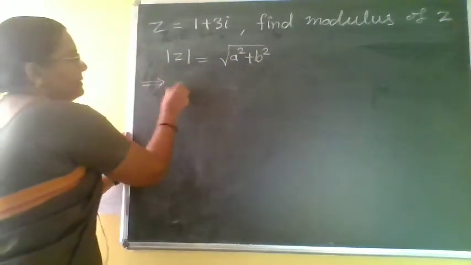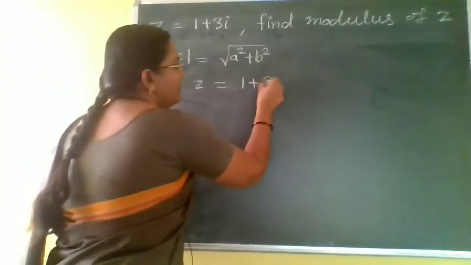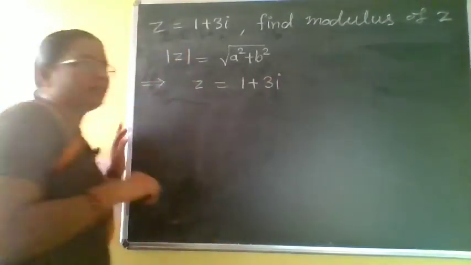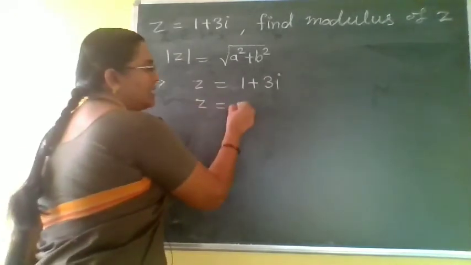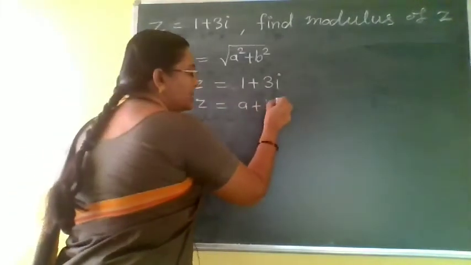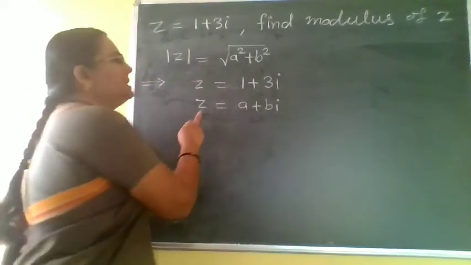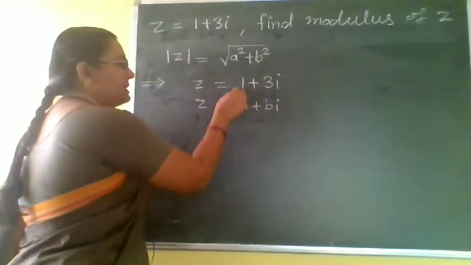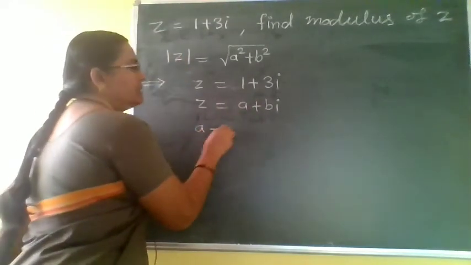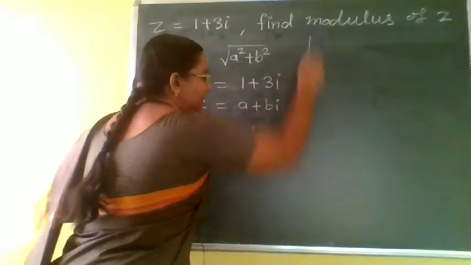Let us take an example. Z is given as 1 plus 3i, which means the complex number is given to us. Comparing this with the standard format of the complex number, z is equal to a plus b into i, we get a is equal to 1 and b is equal to 3.